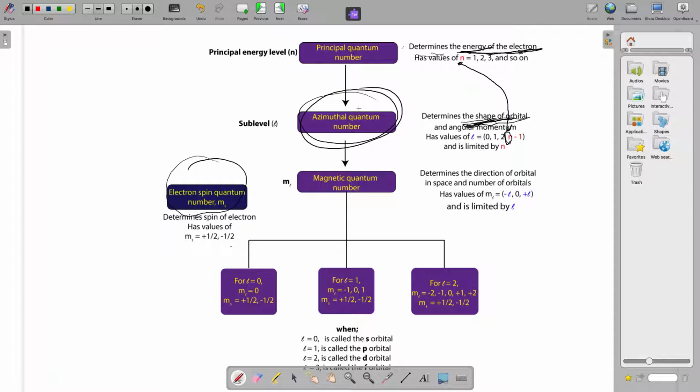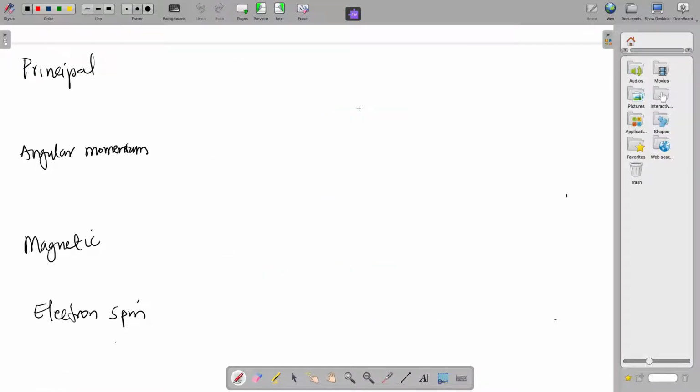Okay, so let's look at how to generate quantum numbers. So here I have the principal quantum number. The principal quantum number has the symbol n, and it takes values of 1, 2, 3, and so on. The angular momentum quantum number has the symbol lowercase l, and it takes values from 0, 1, 2, all the way to n minus 1. And remember, the n here is the principal quantum number.